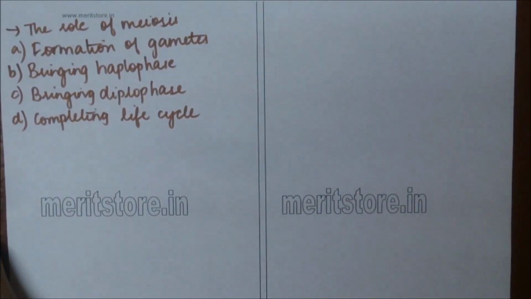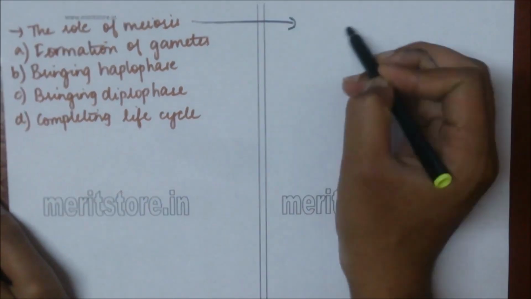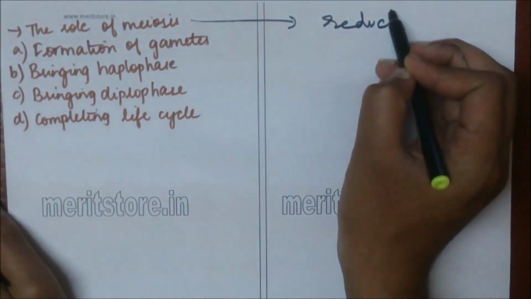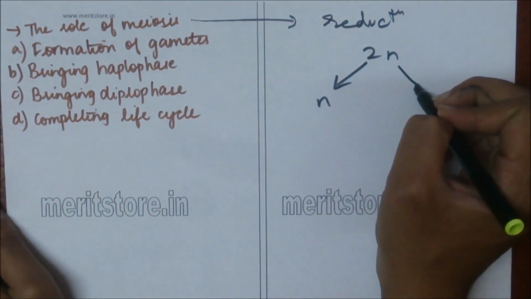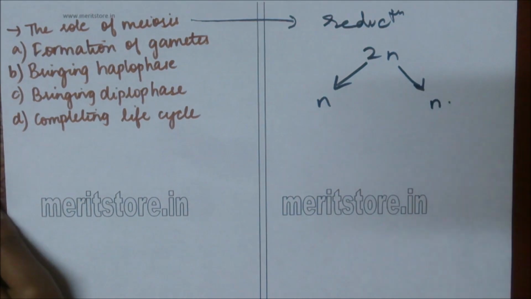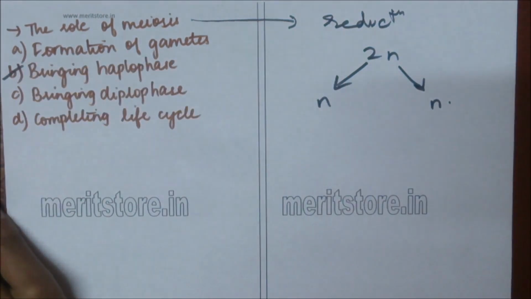The role of meiosis is A. formation of gametes, B. bringing haplophase, C. bringing diplophase, D. completing life cycle. Meiosis is also known as reductional division, in which the diploid number is reduced to half and forms haploid. It is the most important phase which brings about the haplophase or haploid phase. So option B is the correct answer.